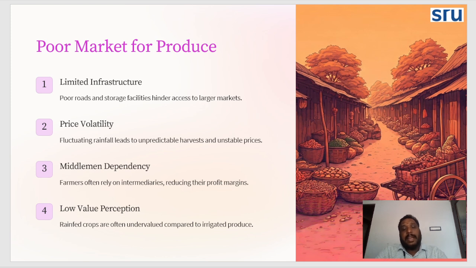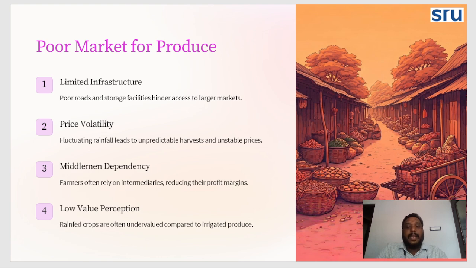Next is the price volatility. Fluctuating rainfall leads to unpredictable harvests and unstable prices. Imagine the cost of a tomato. Is it the same or similar in all parts of the country round the year? No. The price of a tomato can go to more than 100 rupees per kg in one season, and fall to 1 or 2 rupees per kg in another season. That's going to affect the market, and that's how price volatility contributes to the poor market for the produce.